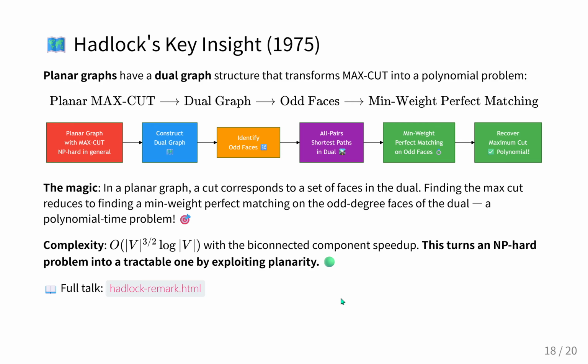And Hadlock proved that finding the max cut on the original map is mathematically identical to finding that perfect matching on the new dual graph. Which we already know we can solve perfectly. He completely bypassed the NP-hard wall just by exploiting planarity.